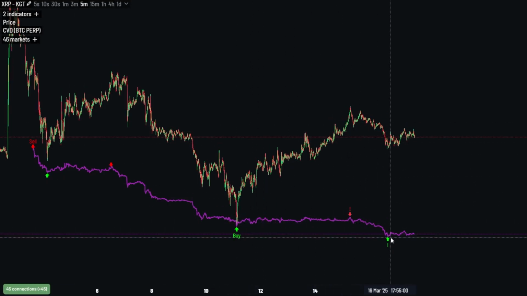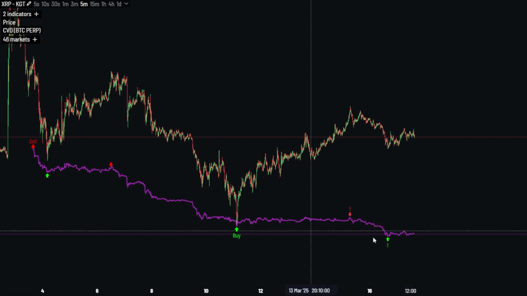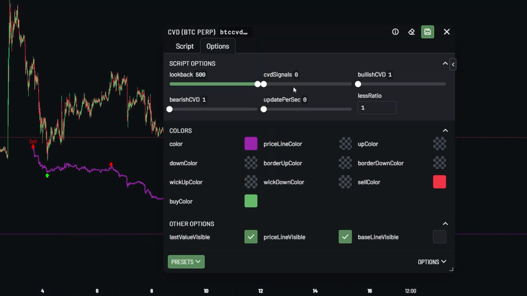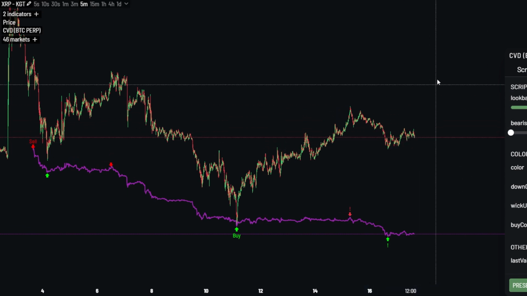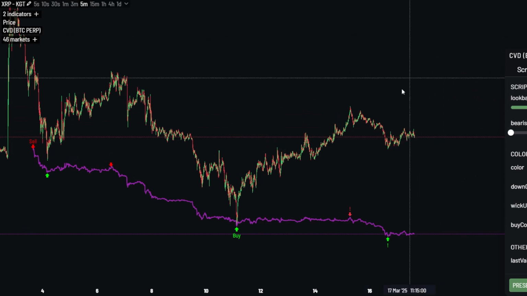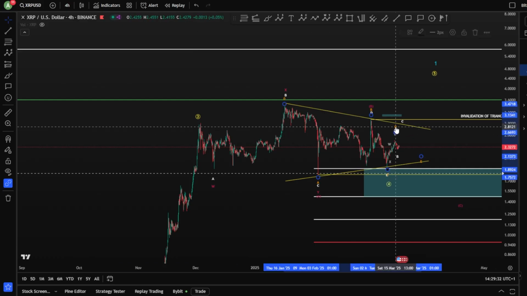If we take a look also at KGT, on the KGT 5-minute chart, we can see that we have a very nice bullish divergence here with a nice bullish signal on the 500 strength, so that is nice to see. We are looking for a wave C toward the upside as expected for, of course, this wave D in the orange scenario in a triangle.